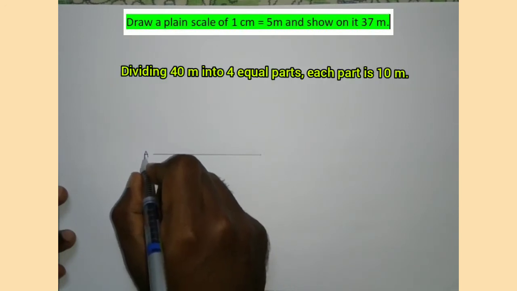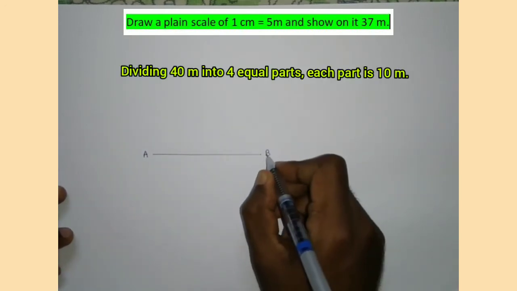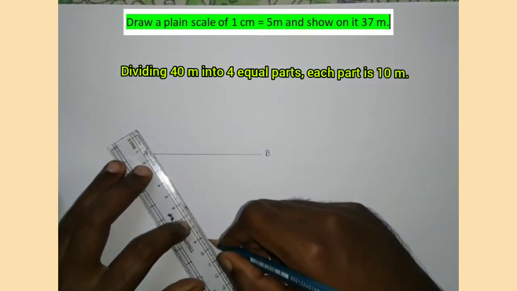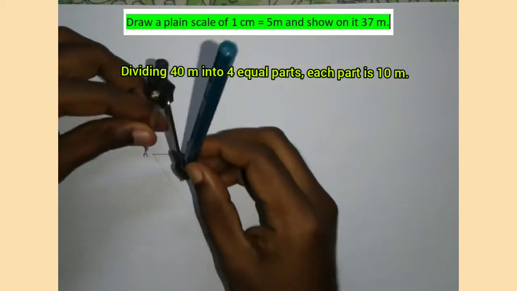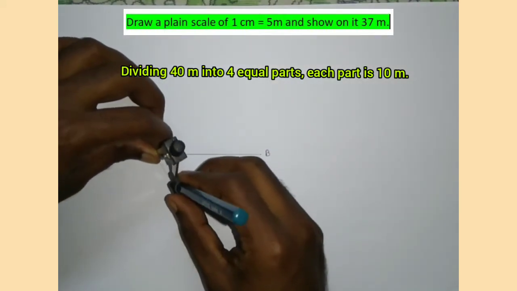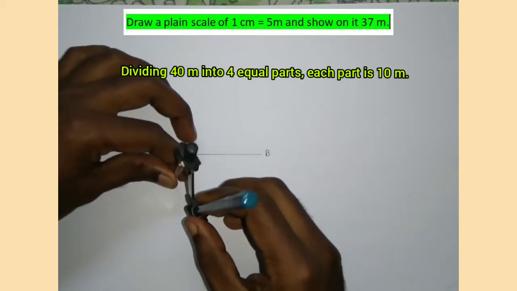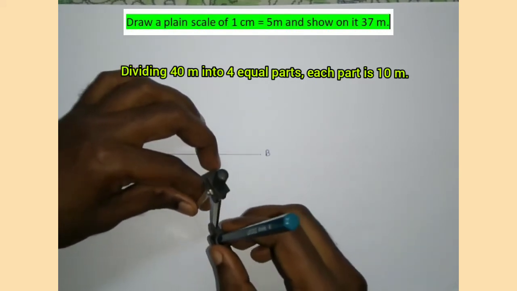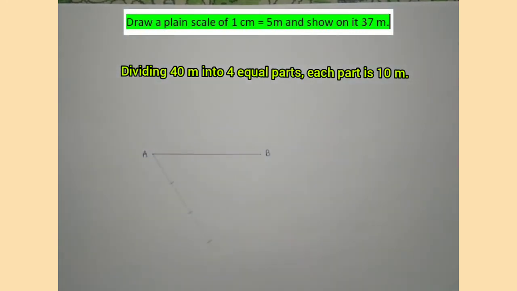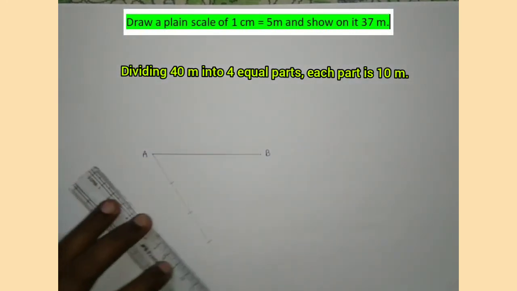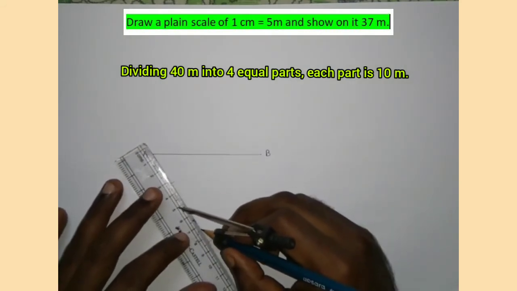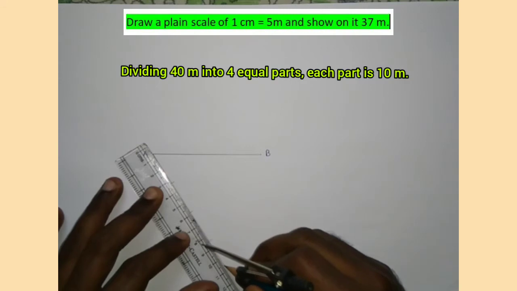We have to divide this 40 meter into 4 equal parts, that is each part is 10 meter. For dividing the line into 4 equal parts, I am drawing an inclined line and cutting arcs on the inclined line. The distance between the arcs must be equal. You can take any convenient length on the compass and cut arcs on the line. Since we have to divide the line into 4 equal parts, we need to cut 4 arcs.